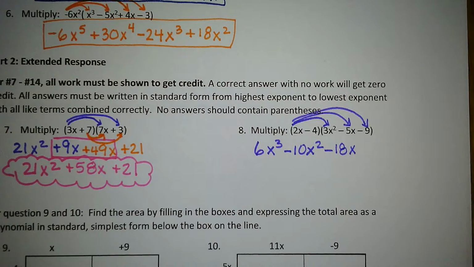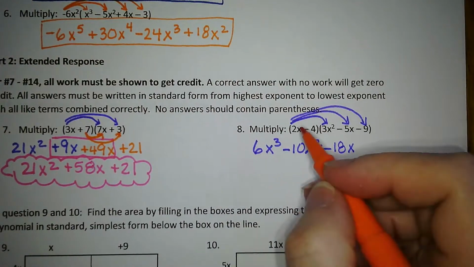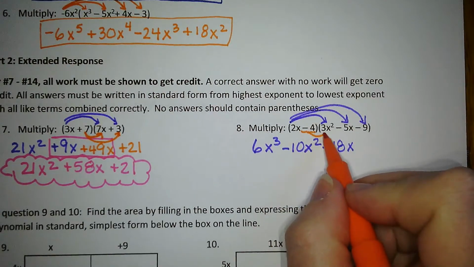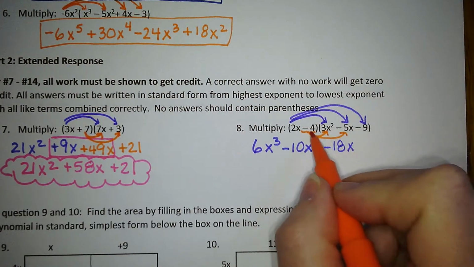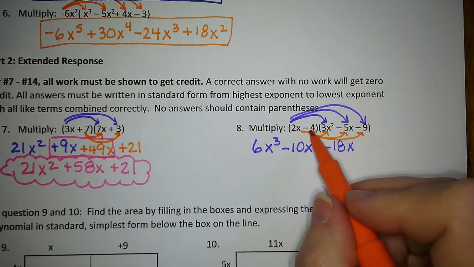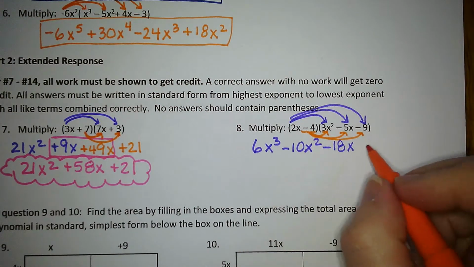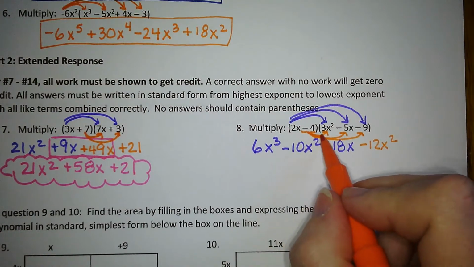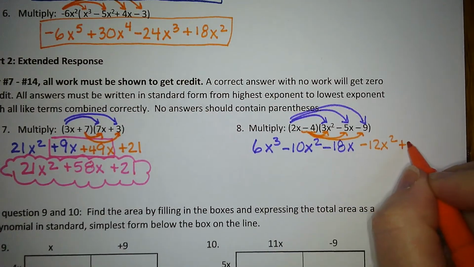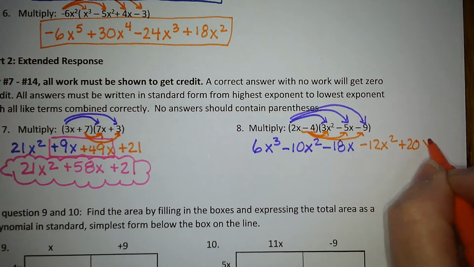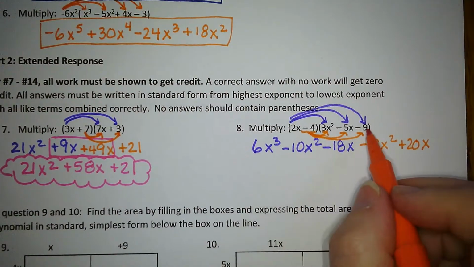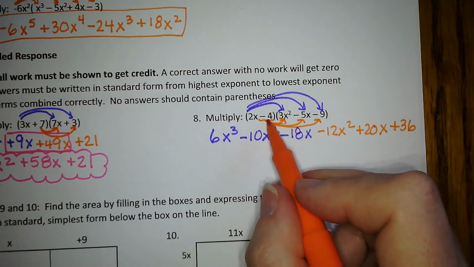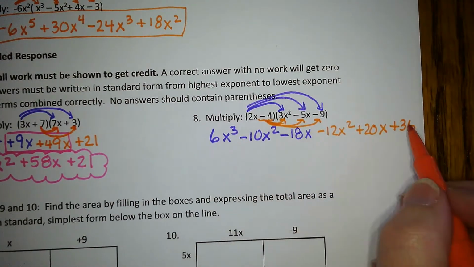Now what I'm going to do is distribute the negative 4. Keep in mind, this is a negative 4. So when I go to distribute it, I'm going under and under and under. So I'm going to do negative 4 times 3 is negative 12x squared. Negative 4 times negative 5 is going to give me a positive 20x. And then a negative 4 times negative 9 gives me a positive 36. So I've got an x squared, then an x term, then a constant, all right there.